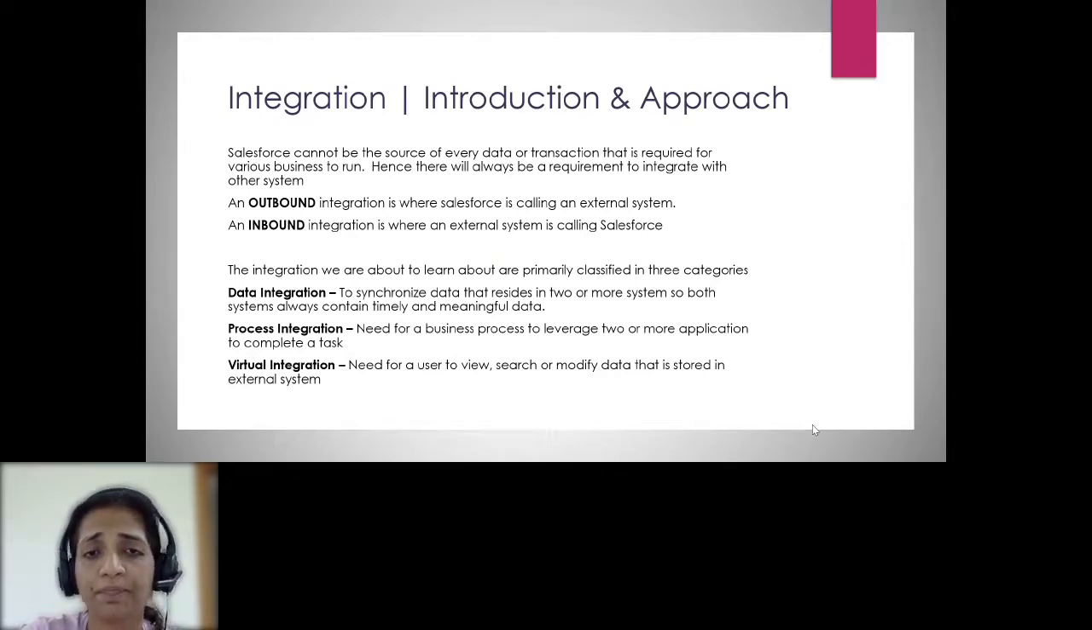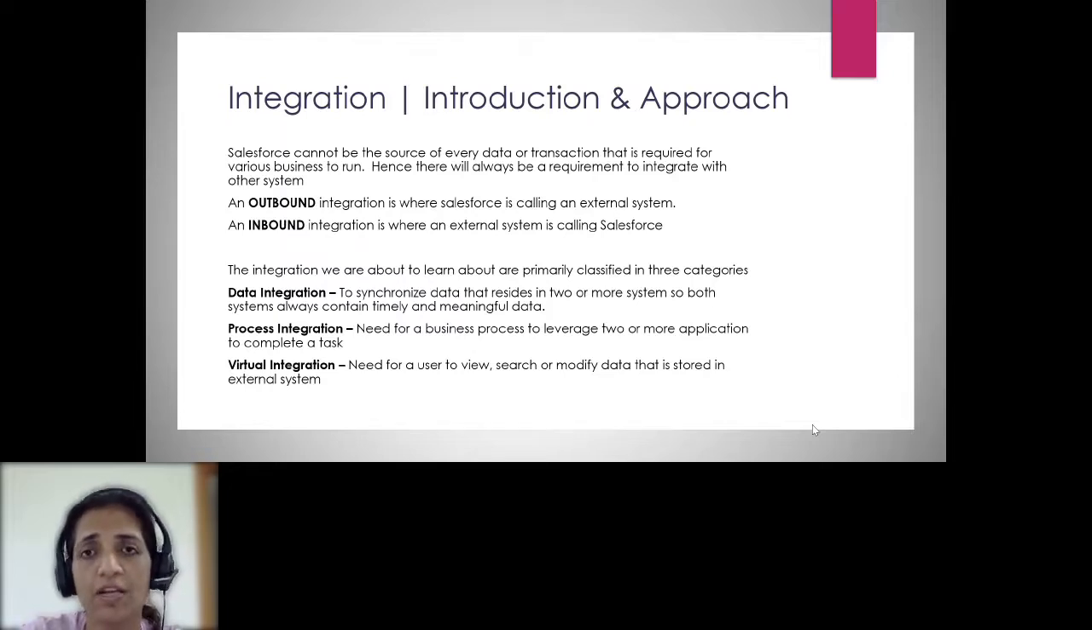Now, these integrations you could primarily classify into three different types. The first is the data layer. When you are integrating at a data layer, that becomes a data integration. When you're integrating for an end-to-end process, where you call into a certain system and get a response, you parse and show that to the user, that's a process level integration. And the third is a virtual integration, in which your data is not residing on your platform or any other system. However, you are still virtualizing or bringing that information from the other system and showing it on your platform.